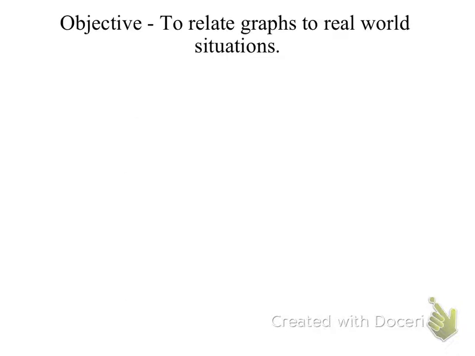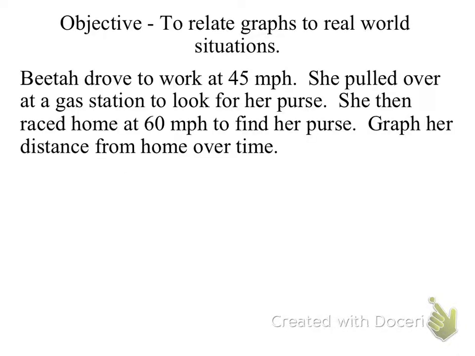All right, so let's look at some real-world situations. We're going to look at independent and dependent variables. Okay, Beta drove to work at 45 miles per hour. She pulled over at a gas station to look for her purse. She then raced home at 60 miles per hour to find her purse. Graph her distance from home over time.